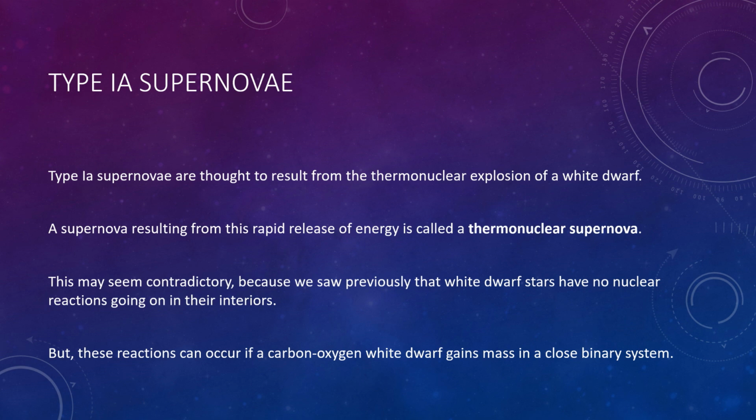This may seem contradictory because we saw previously that white dwarf stars have no nuclear reactions going on in their interiors. But these reactions can occur if a carbon-oxygen-rich white dwarf gains mass, if it's part of a close binary system. So white dwarfs just end their lives as white dwarfs. They never reach that Chandrasekhar limit of 1.4 solar masses. But if they are really close to another star, enough so that they can pull material off of that star and onto the white dwarf, well then it will approach that mass limit.